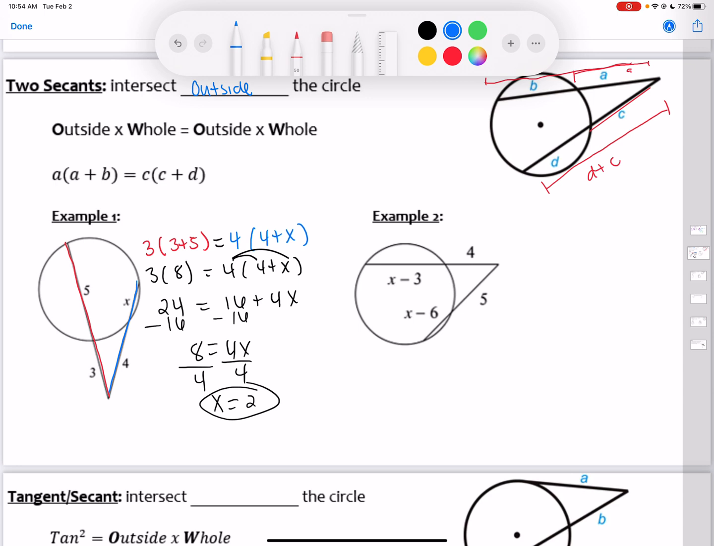All right, and for this next one, a little bit more complicated because we're dealing with expressions here. So the green one, the blue one, the outside is 4. The whole is x minus 3 plus 4. So it's that entire length. On the bottom, the outside is 5. The whole is x minus 6 plus 5. And I'm going to simplify in the parentheses first. So 4, x doesn't change, but this would become plus 1. 5, x doesn't change, but it would become minus 1.